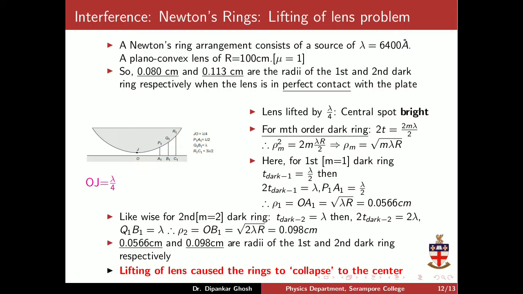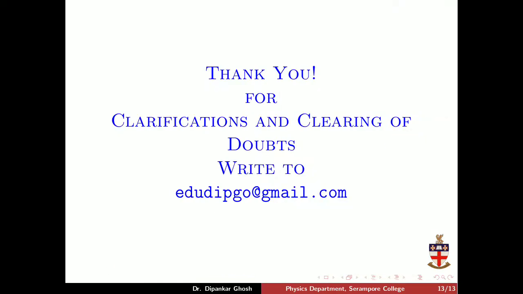We derived the formula for the radius and diameters of Newton's rings, and from that we derived an expression with the help of which we can find out the wavelength of the light being used to produce Newton's ring. And finally, we discussed this particular case, what happens when the lens is lifted in a Newton's ring arrangement. We found that one by one the rings start collapsing. So that's the end of my lecture, the third video lecture.